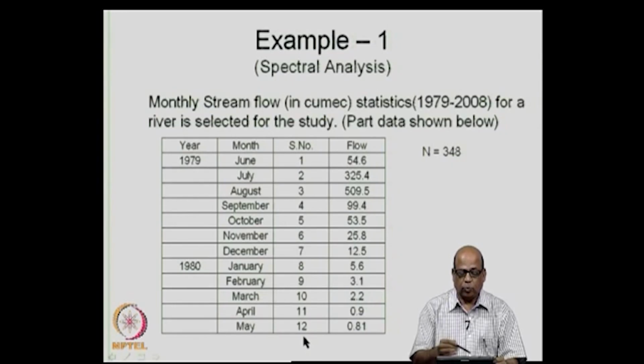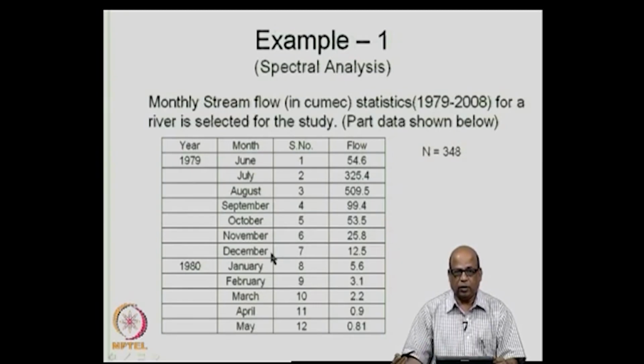13, for example, corresponds to the month June. Similarly, 25 corresponds to the month June, etc. So, the time t here goes from 1 to 348, but there is also an associated month index June, July, August, etc., which is important when we go to standardization. We will revisit this again at that point.